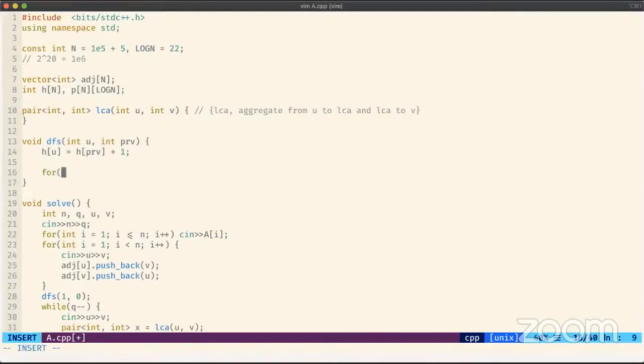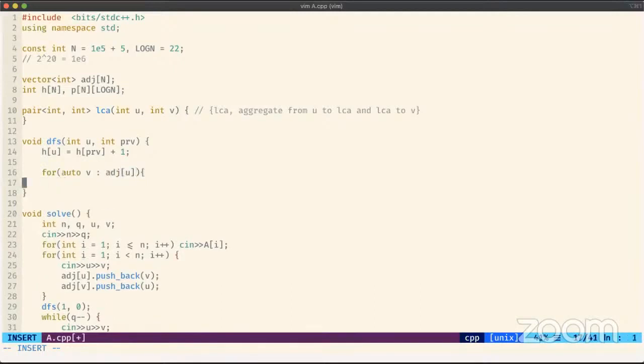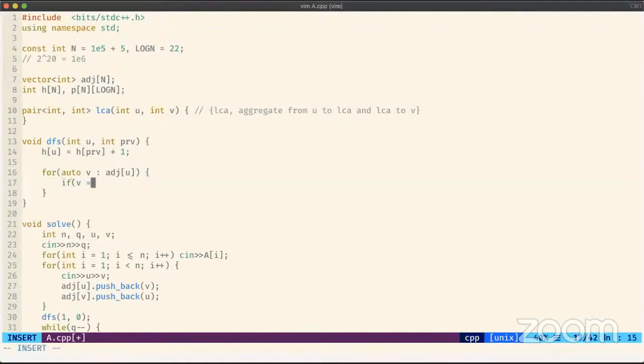And now what we'll do is a loop on the adjacency list of u in the DFS. I'm assuming everyone is familiar with the basic DFS. I'm just writing a standard DFS. If v is equal to parent, we continue because we have bidirected edges. It can be the case that we are at a node and we just saw the parent.